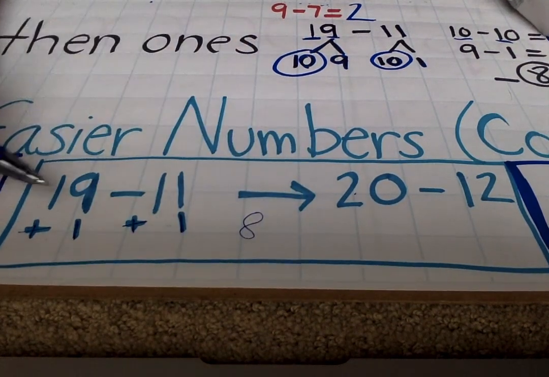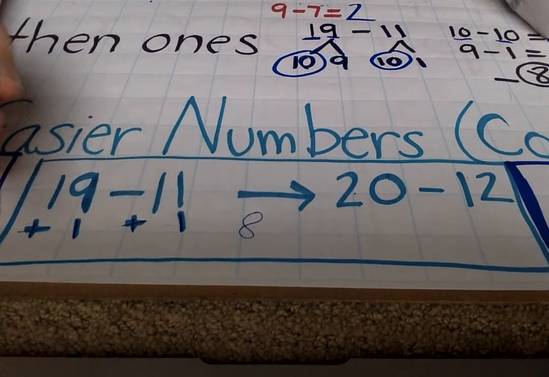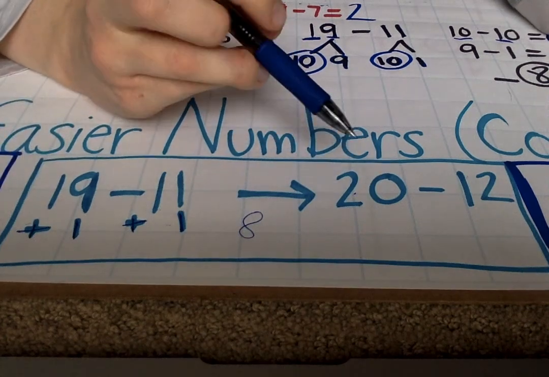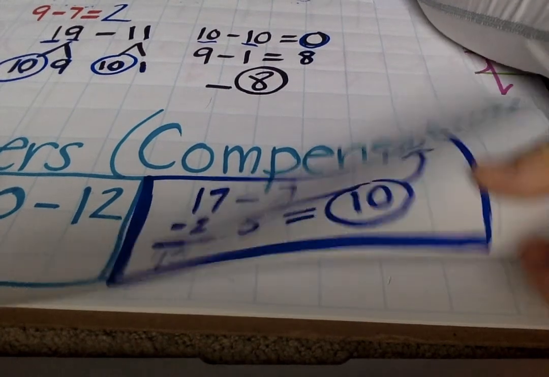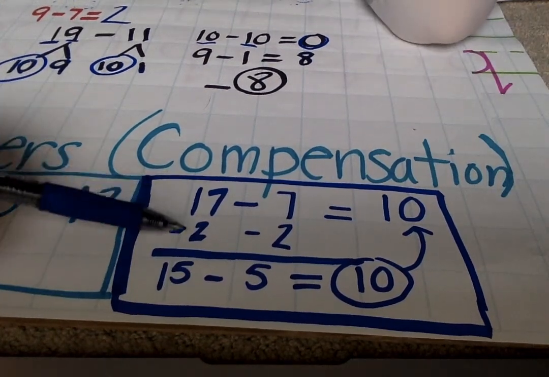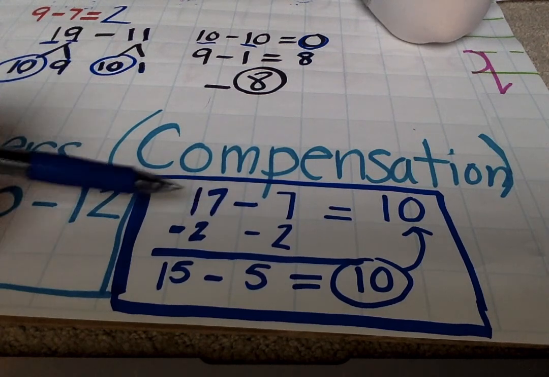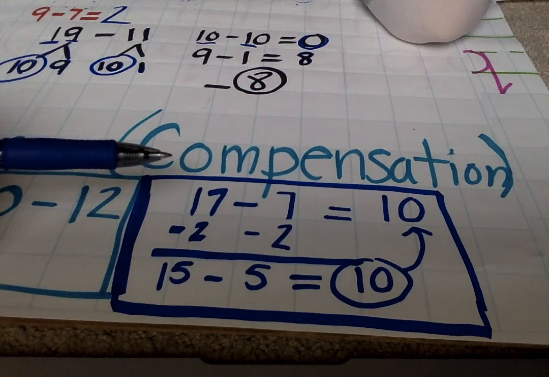So how I compensated there was by adding the same amount to both of these numbers, and I made my 19 into an easier number, 20. Here's one more way to do it. Instead of adding the same number, I subtracted the same number to keep my equation balanced. So my problem was 17 minus 7.